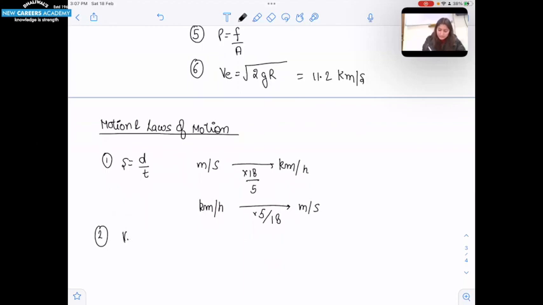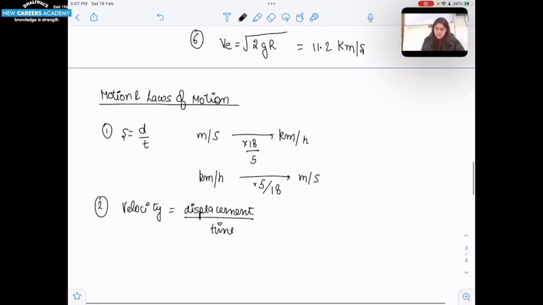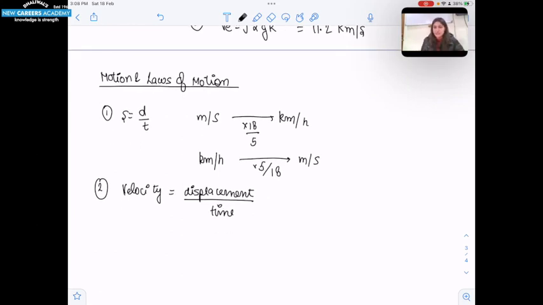Next formula is for velocity. Speed is distance by time. Velocity is displacement by time. There is one thing which you have to remember about displacement, and that is that if initial and final position are same, then displacement is 0. Many questions are asked in exams based only on this point, that when initial and final position are same, take displacement as 0. For example, an athlete moving on a circular track.